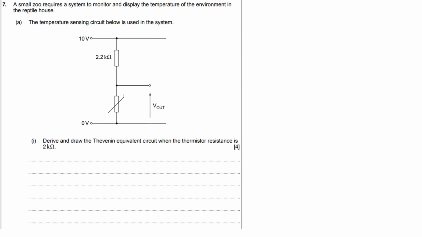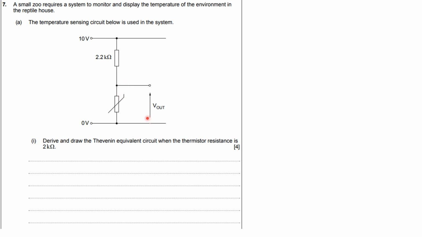Okay, a bit of Thevenin. Remember how to do this. So first thing is we just do a potential divider, derived when the thermistor is 2K. So first thing is potential divider to find V out. That's dead easy. With 2 lots of the total. If that's 2K and you've got 2.2K, with 2 lots of 4.2. So 2 divided by 4.2 times your 10.